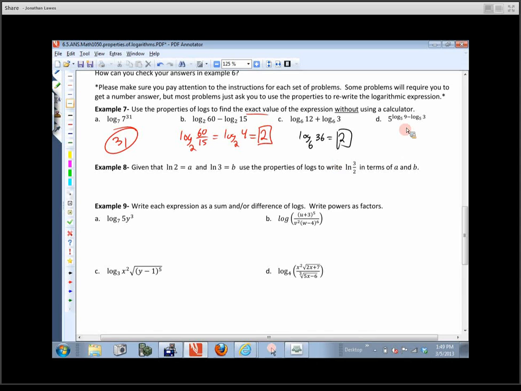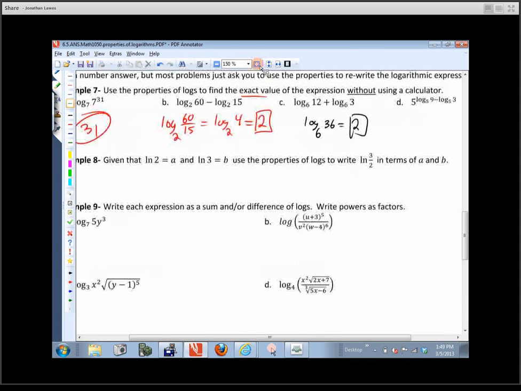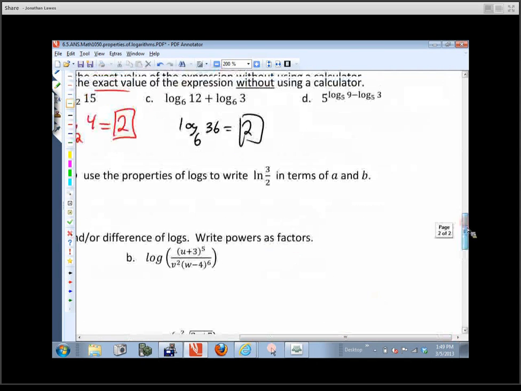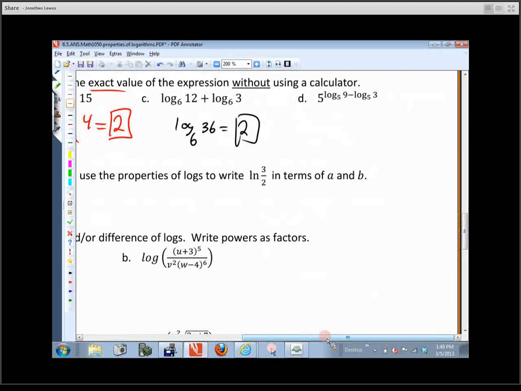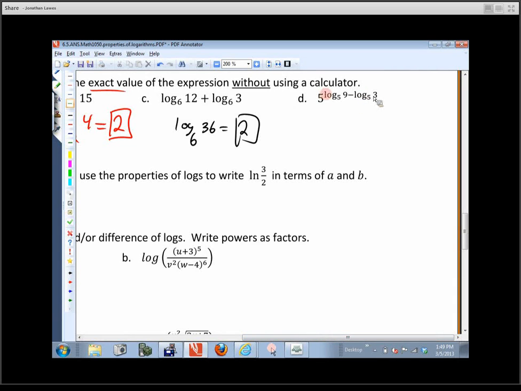Okay? What about this one right here? This one's kind of interesting. Looks really, really awful. That looks ridiculously complicated. What can you do with the stuff in the exponent? Yeah, put those together. Let's write this as the log base 5 of 9. Logarithms change subtraction into division. The one with the negative in front of it is going to go on the bottom, so that would be 9 over 3, so that's going to be 3. And the answer here is 3.